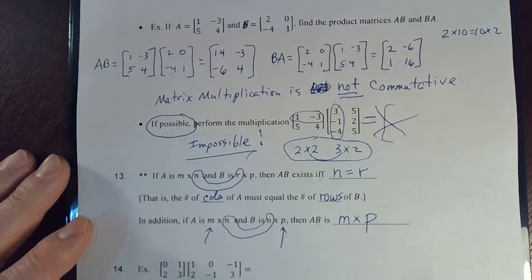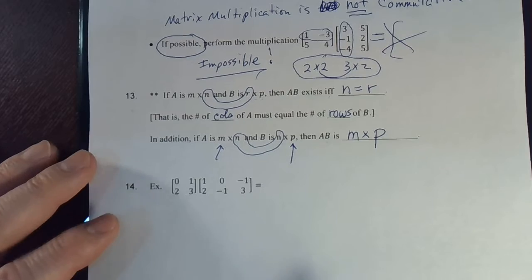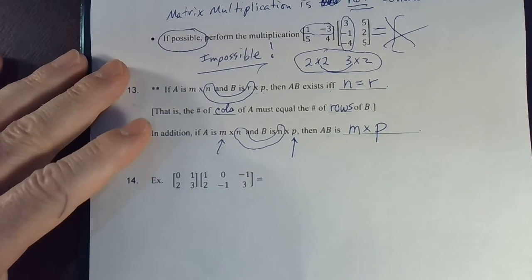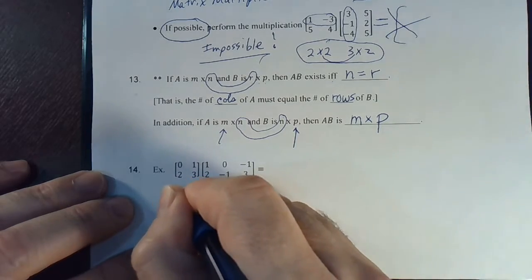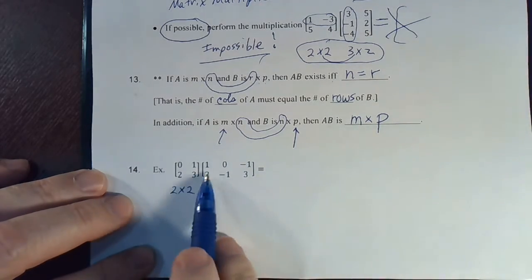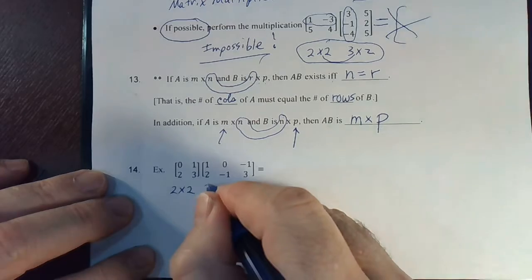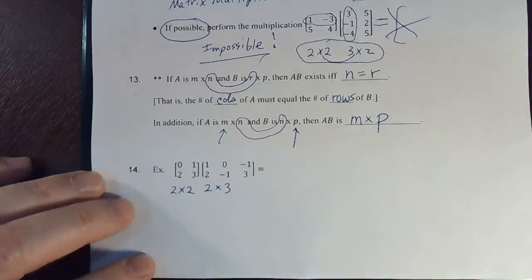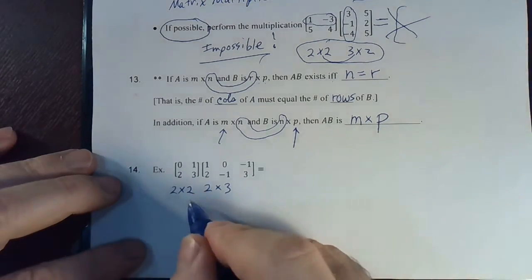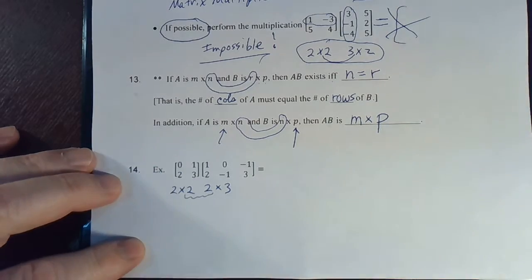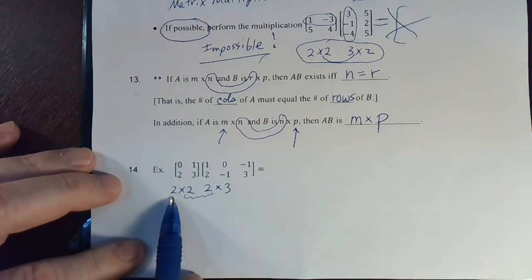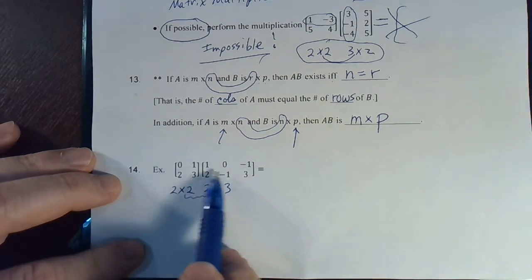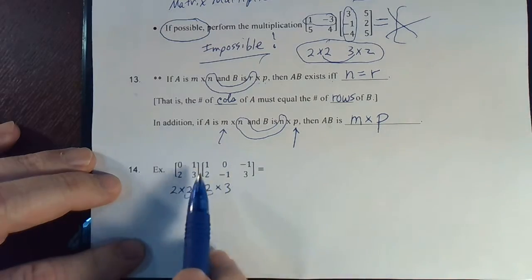All right, to finish up this video, we'll do one more example. And let's first determine if we can even do this. This is a 2 by 2 matrix on the left. And what is this one? 2 rows, 3 columns, 2 by 3. Can we multiply them? Absolutely. Those 2 numbers are the same. And what's the size or dimension of the resulting matrix going to be? 2 by 3, which means it'll look just like this, the size of this one.